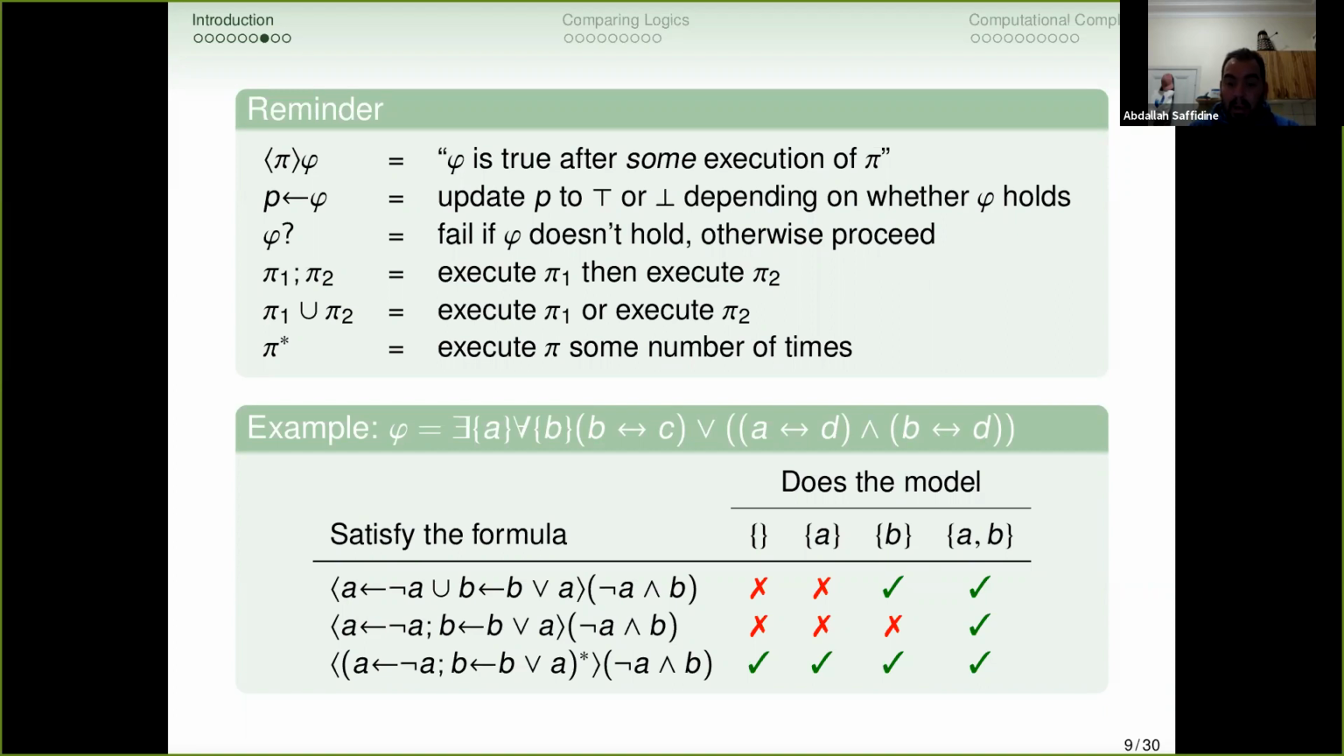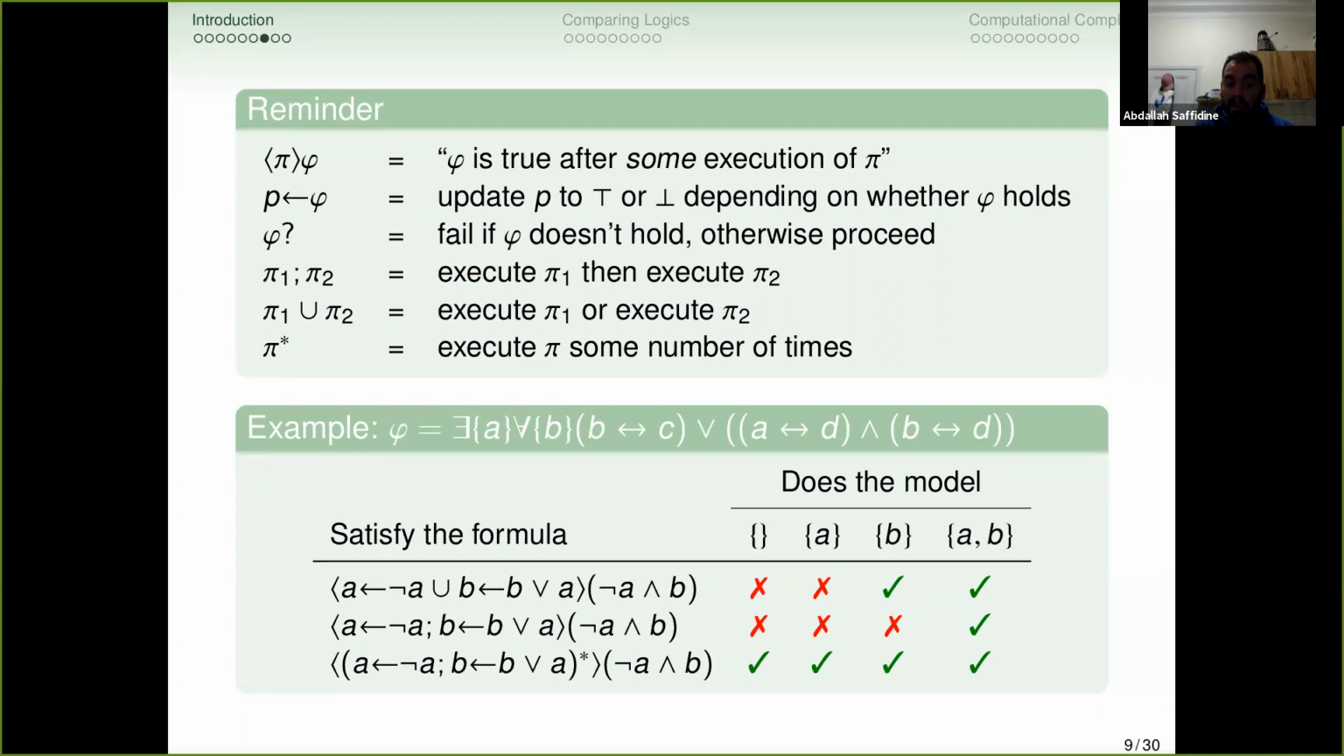Now A comma B, so A starts true, B starts true. I can go through the left branch, make A false, and now A is false and B remains true. So much for the non-deterministic choice.